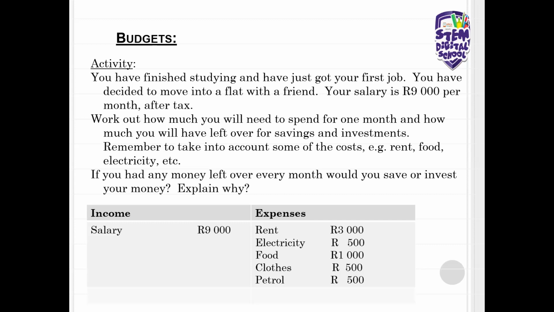Now, what is basically the difference between save and invest? If you save money, then normally it's immediately available if you need it. Okay, so let's say every month you put, let's say, 500 Rand away, you save it, but suddenly there's an emergency, you need the money, then immediately you can get the money to use it. But if you invest money, okay, that is very good.